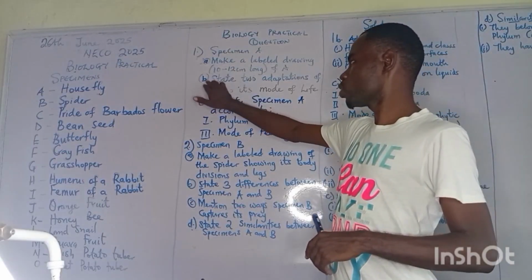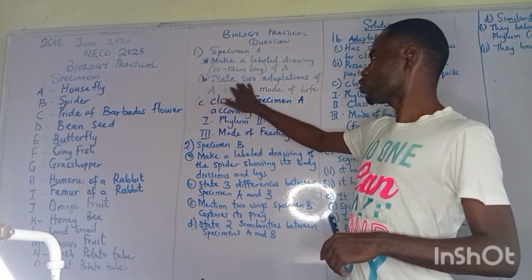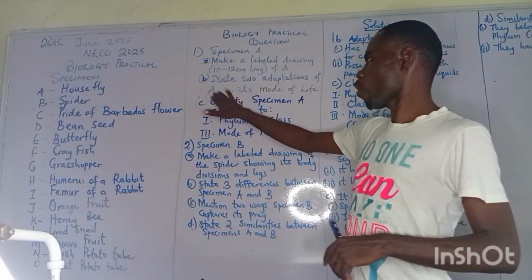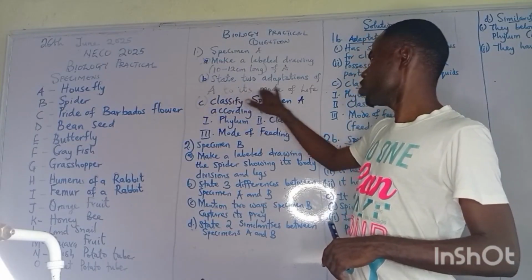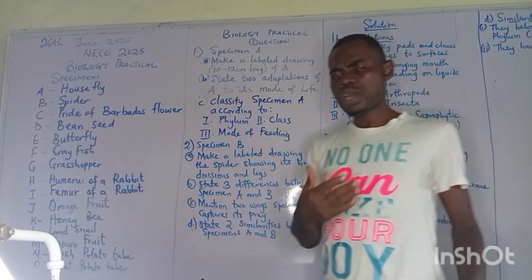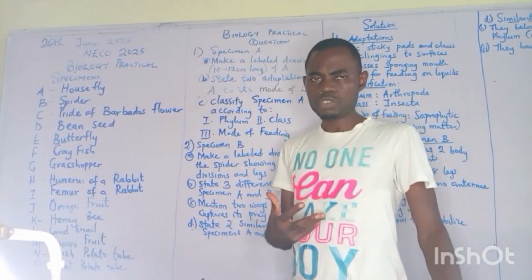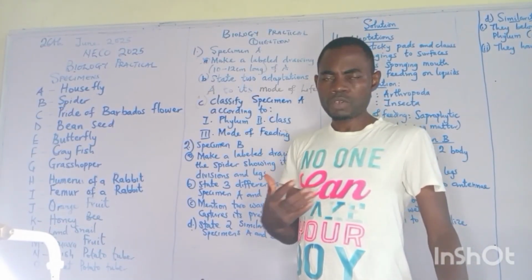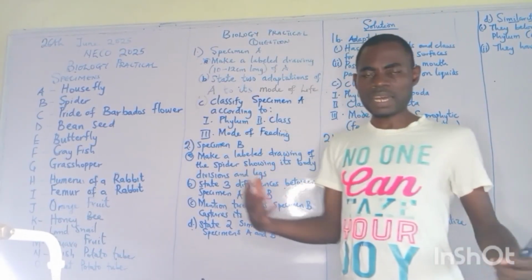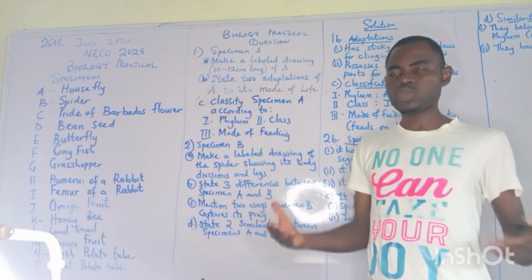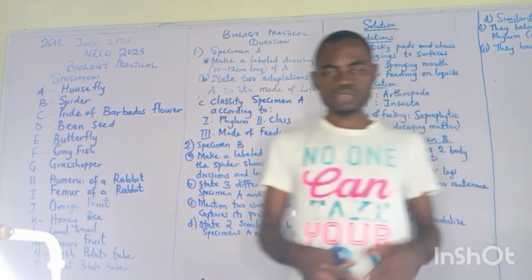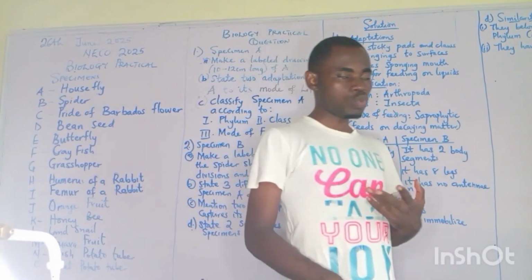So I move to question B. They said you state two adaptations of specimen A to its mode of life. You have known housefly to be the specimen A. What are those features that it has that make it live its own life? And here I made the solution possible. I only gave out two, we have many.